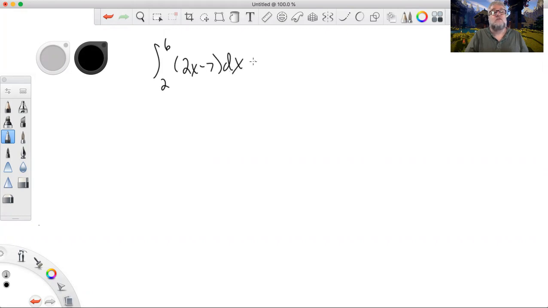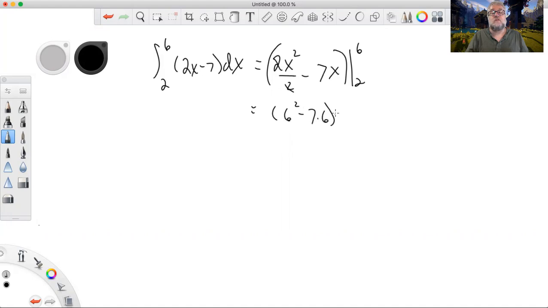So 2x minus 7, the integral of 2x would be 2x squared over 2 minus 7x, all evaluated from 2 to 6. And so we would do, the 2's will cancel, 6 squared minus 7 times 6 minus 2 squared minus 7 times 2. 6 squared is 36. 6 times 7 is 42.